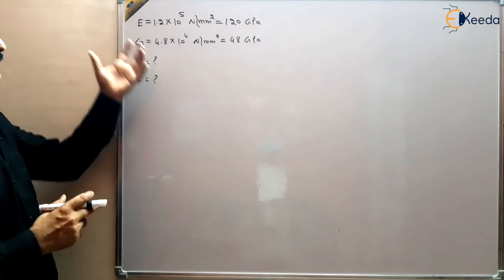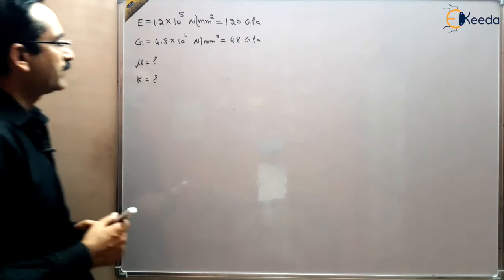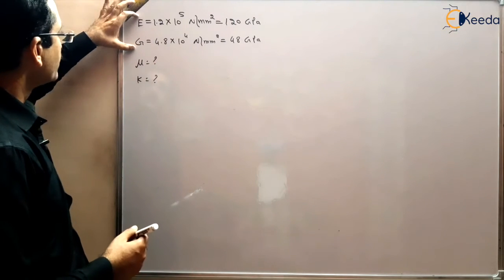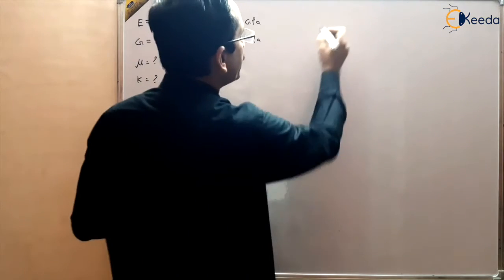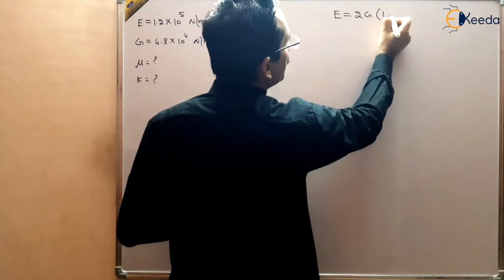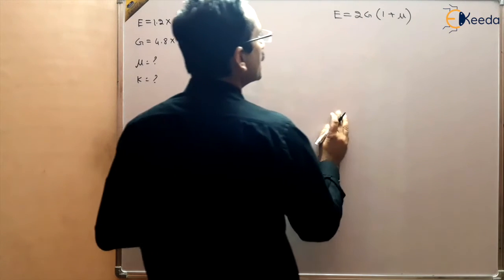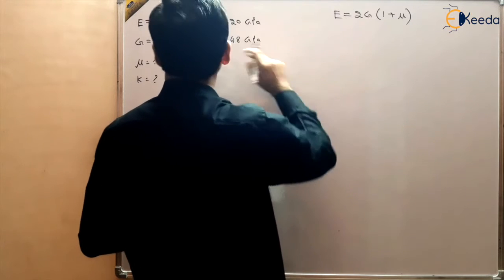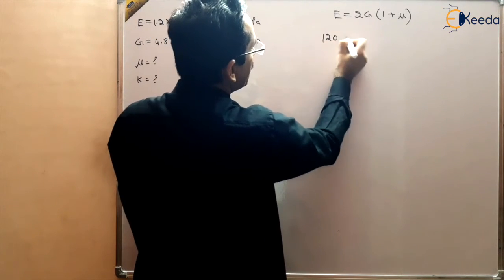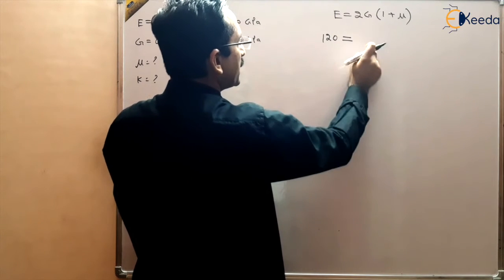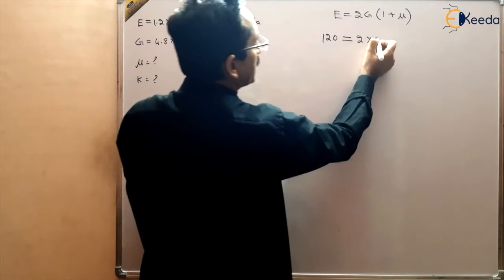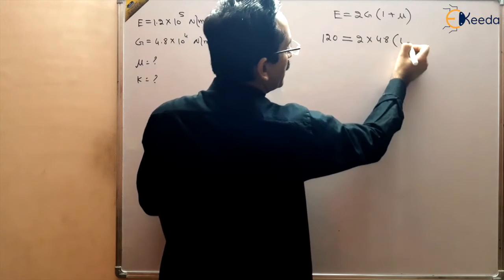This is a simple formula-based question. We know the relation between E and G in terms of mu: E is equal to 2G(1 plus mu). There is one unknown because the other things are given. E is 120 gigapascal. G can also be written in gigapascal. So 2 times G, G is 48 gigapascal, (1 plus mu).